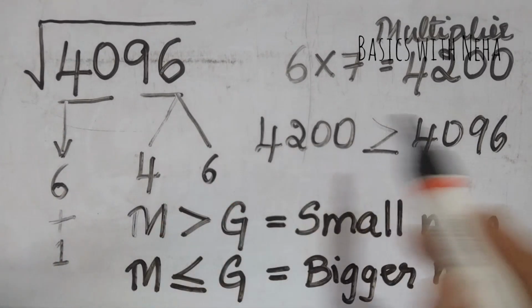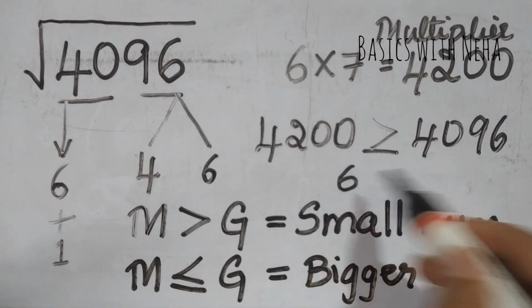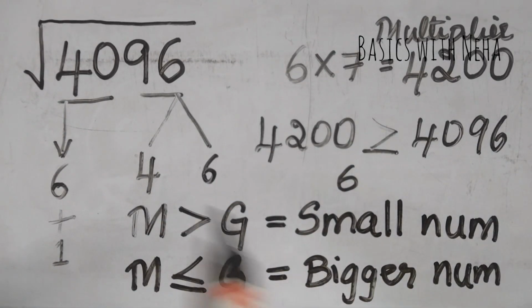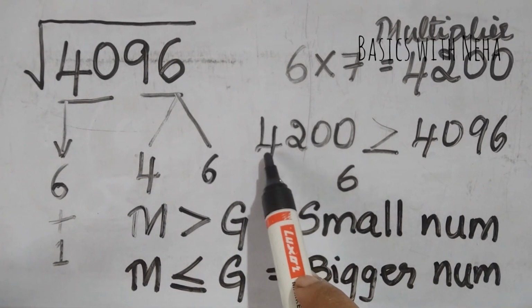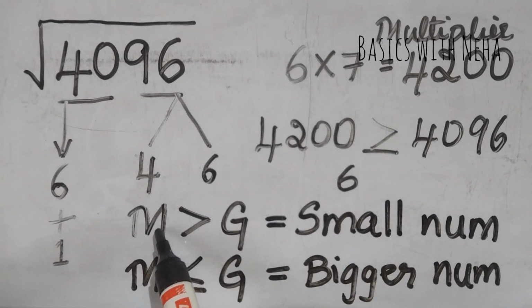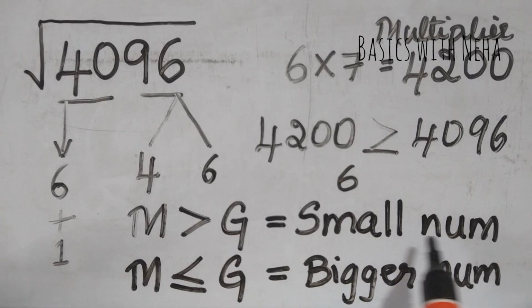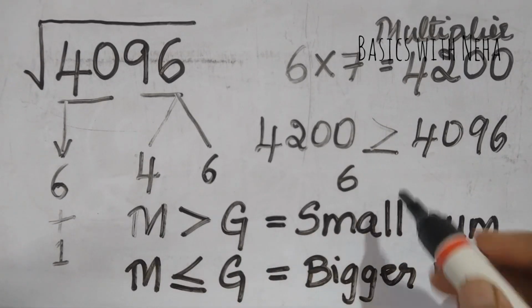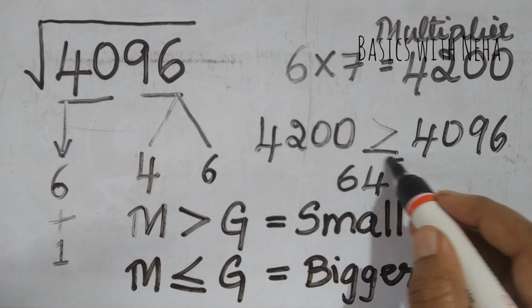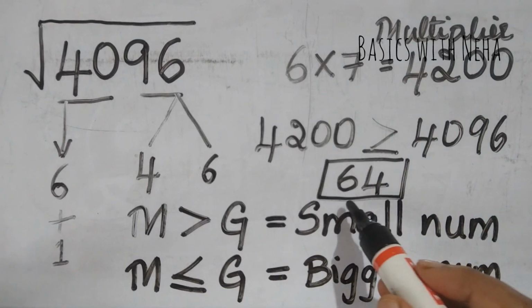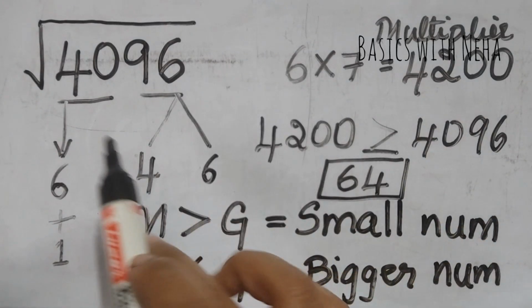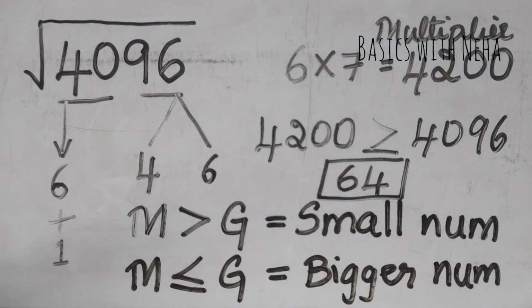So ideally we have to decide on these two. The first number is 6, that is known. So 6 is my first number. To decide on the second number, either 4 or 6, we'll have to go with this condition. Here 4200, which is the multiplier, is larger than 4096. So I'll have to go with the smaller number. If I go with 4, this will be my answer. So 64 when squared, we are going to get 4096. Let's try another example.